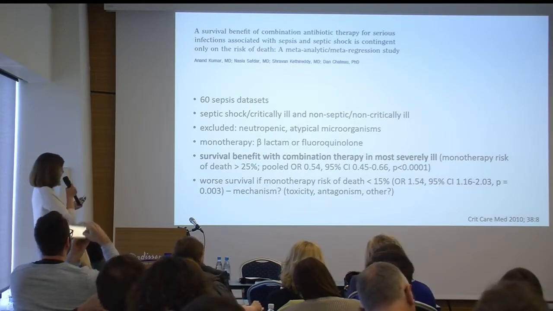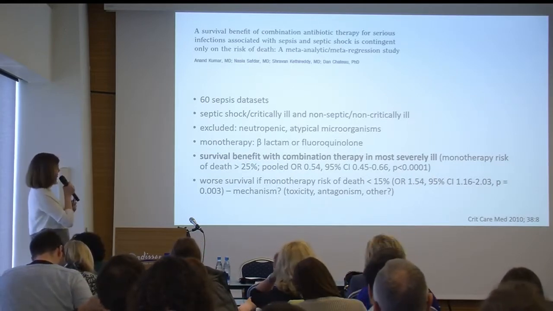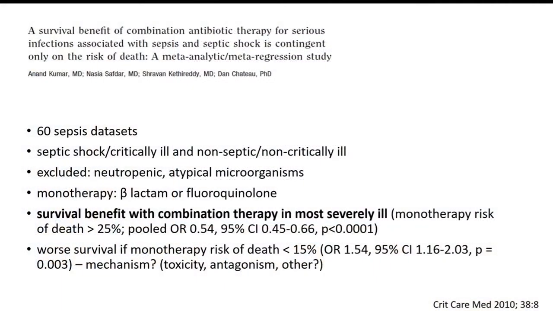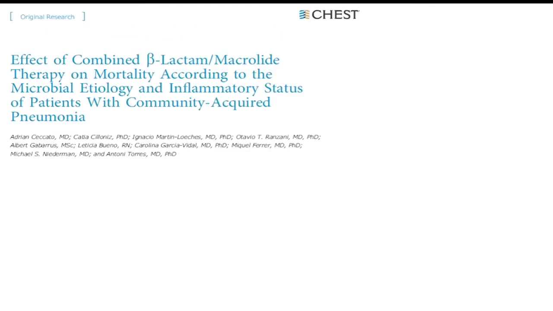This is maybe the best evidence of this. It's a very complicated meta-analysis which included a lot of sepsis datasets. These datasets had many patients included. And what they proved is that survival benefit was associated with combination therapy only in most severely ill patients. So these are patients with monotherapy risk of death more than 25%. But also they found worse survival if monotherapy risk of death was low. So if the patient was not sick enough, there was no benefit of combination therapy.